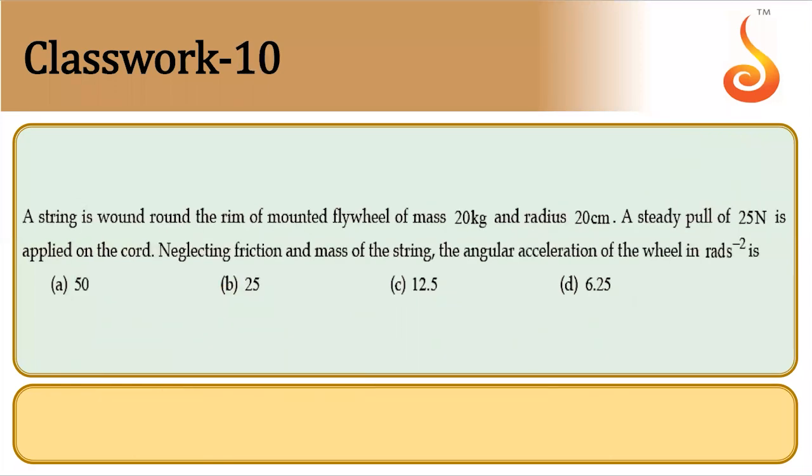A string is wound round the rim of a mounted flywheel of mass 20 kg and radius 20 centimeter. A steady pull of 25 Newton is applied to the cord. Neglecting friction and mass of the string, angular acceleration of the wheel in radian per second squared is.